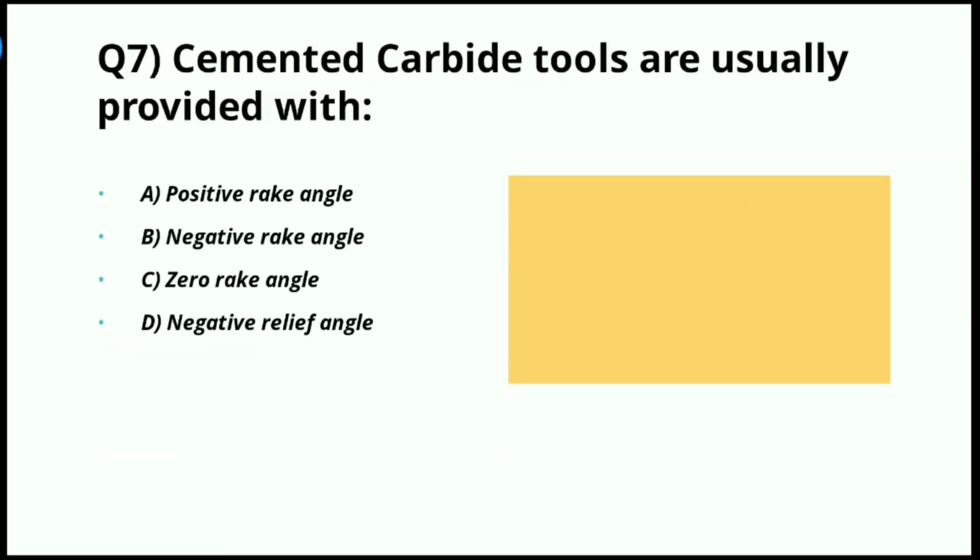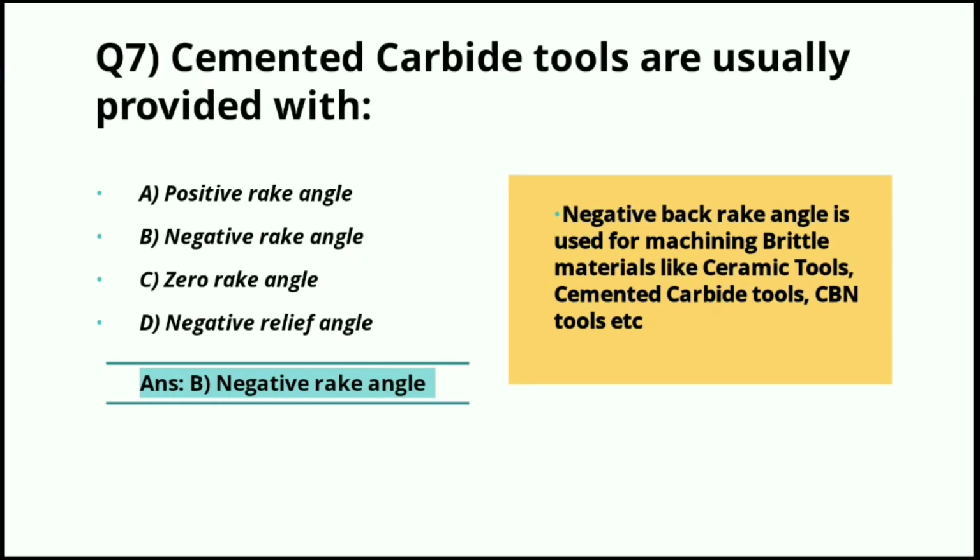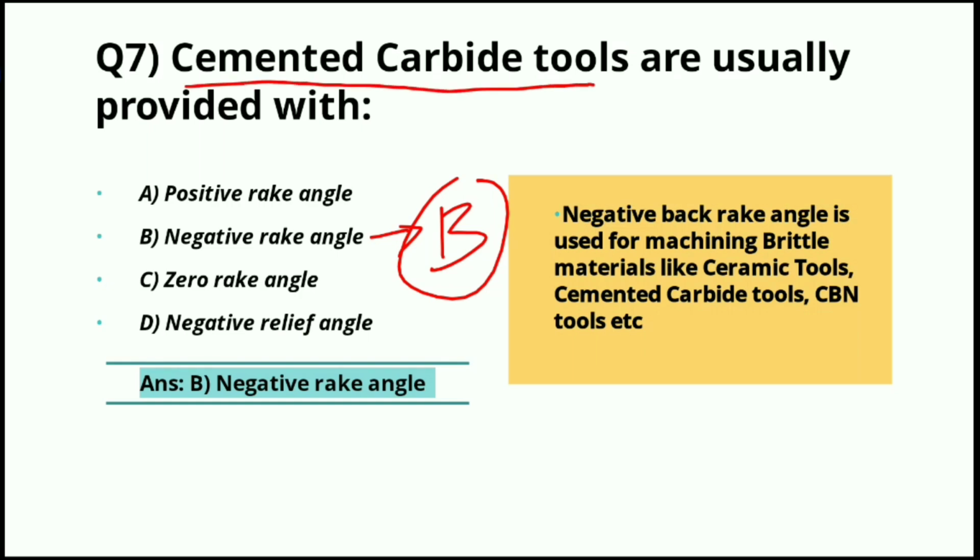Cemented carbide tools are usually provided with positive rake angle, negative rake angle, zero rake angle or negative relief angle. The right answer for this question is part B, negative rake angle. You should know that negative rake angle is provided for brittle materials. Cemented carbide tools are brittle materials, so part B is the right answer.